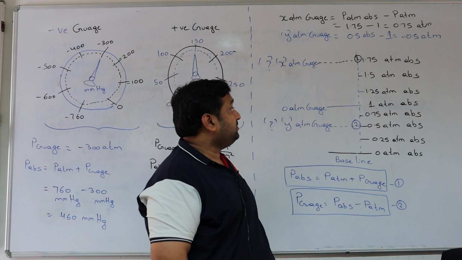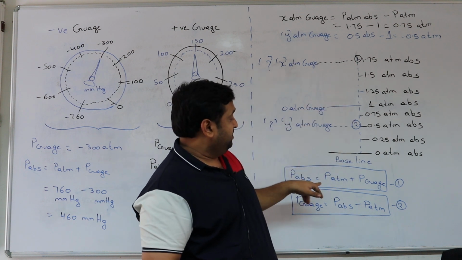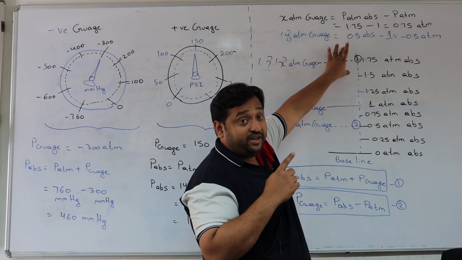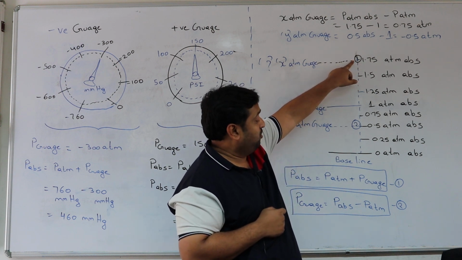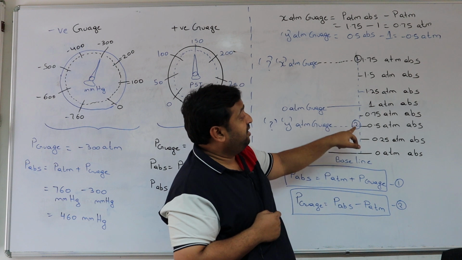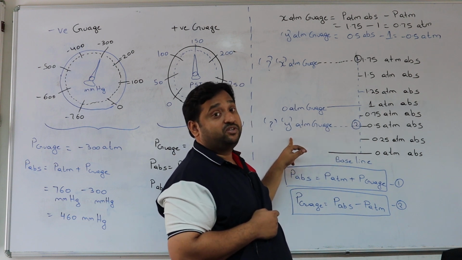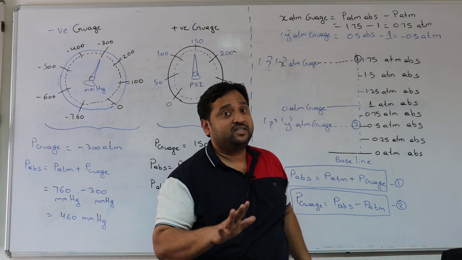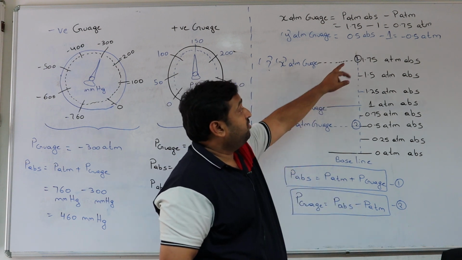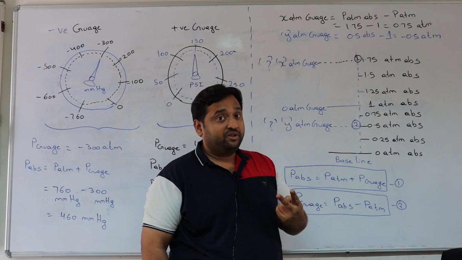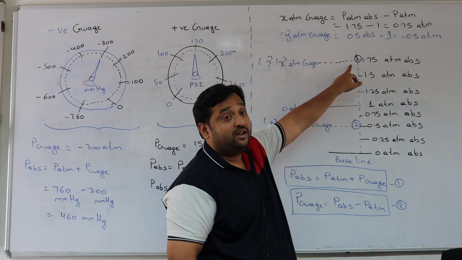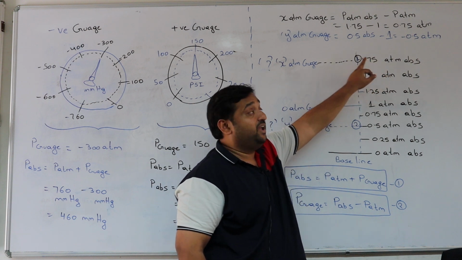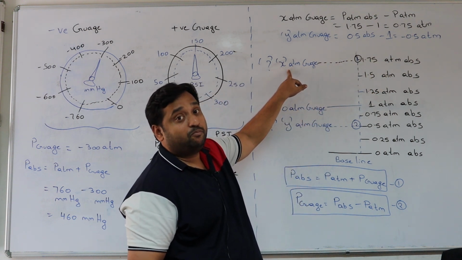Okay, based on this, what is my total value? Today I have taken you through point number 1 and point number 2, what is the gauge pressure. That means if I know the absolute pressure, how do I calculate the gauge pressure? So let us do an example at 2 different points. Number 1: what if my absolute pressure is 1.75, what is my gauge pressure at that point?